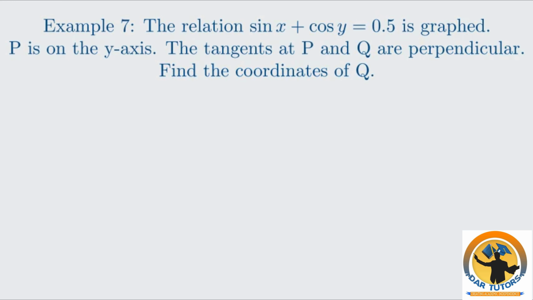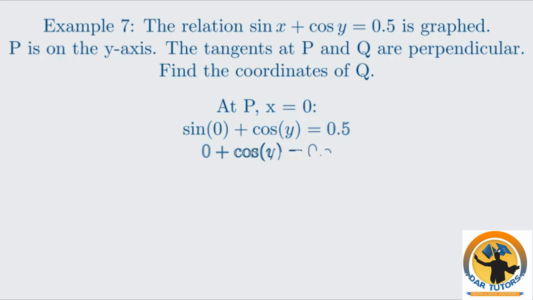First, let's find the coordinates of P. Since P is on the y-axis, its x-coordinate is 0. Substituting x equals 0 into the equation, we get sine of 0 plus cosine y equals 0.5. Since sine of 0 is 0, we have cosine y equals 0.5. The principal value for y is pi over 3. So P is the point (0, pi/3).